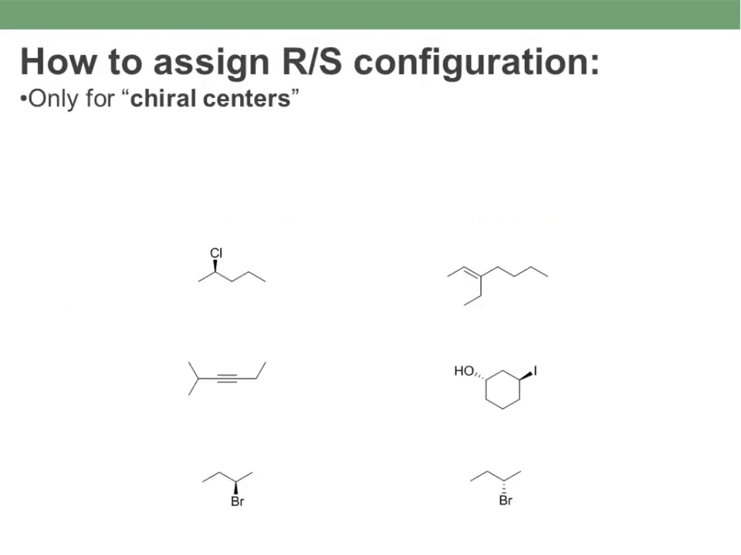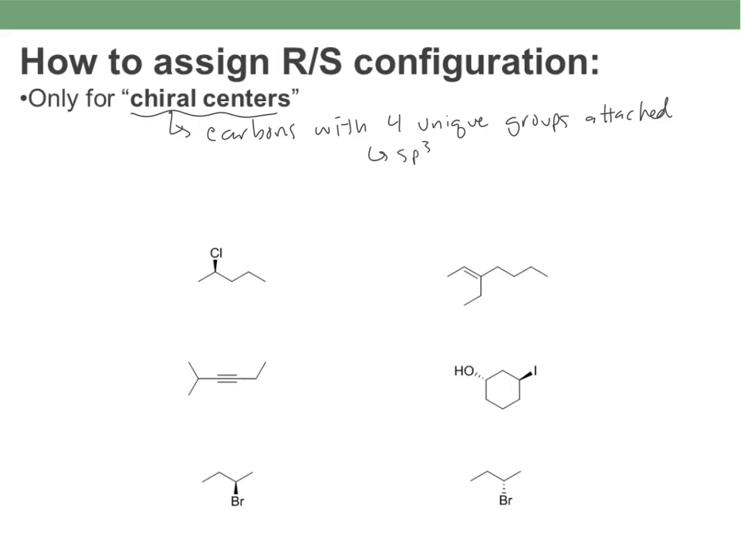So, first of all, just a reminder, chiral centers, what we're talking about here is carbons with 4 unique groups attached to them. Right, so each of the 4 things on that carbon has to be different. And since there's 4 groups, we know that this has to be an sp3 carbon, because if it only had 3 groups, it'd be sp2, and if it only had 2 groups, it'd be sp.